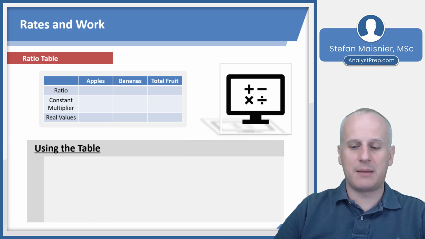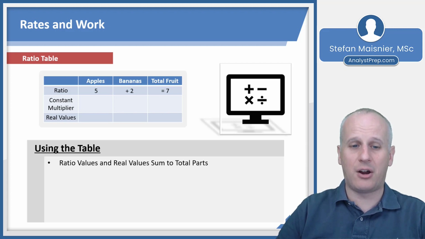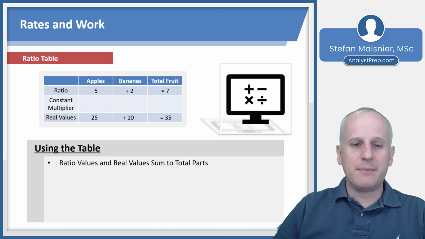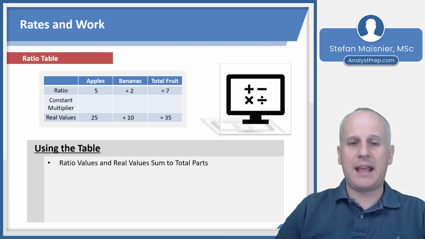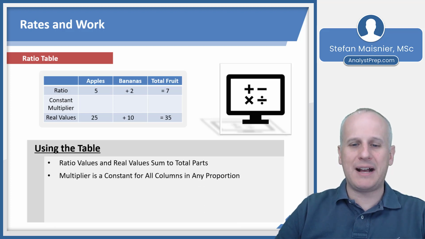So how do we use this table? Well, the ratio values and the real values will sum to our total parts. So if we know that we've got 5 apples for every 2 bananas, we know there's 7 total fruit in our basket. Similarly, if we know that there are actually 25 real apples in our fruit basket, and we've got that ratio of 5 to 2, there's going to be 10 bananas, and we're going to have 35 total fruits in the basket.